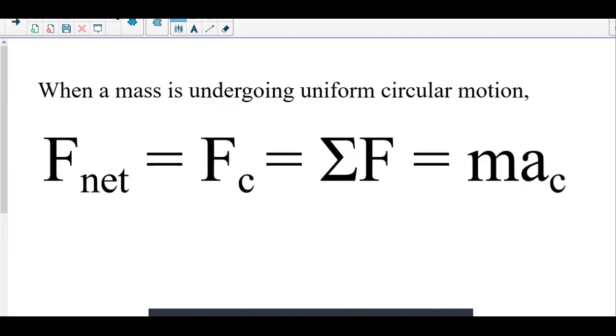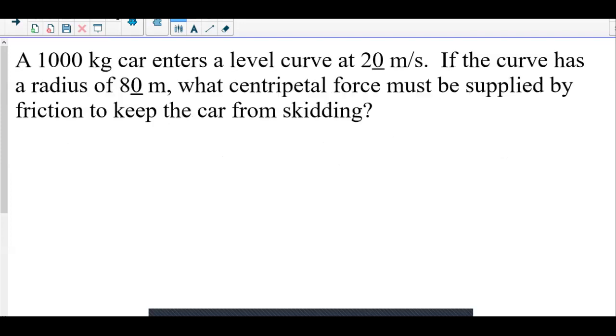So some things that people tend to forget: if you're moving in a circle, your net force is your centripetal force. So this F net here is often just ignored, and we typically just deal with that through centripetal acceleration. I've got two questions I'll try to go through with you guys real quick.